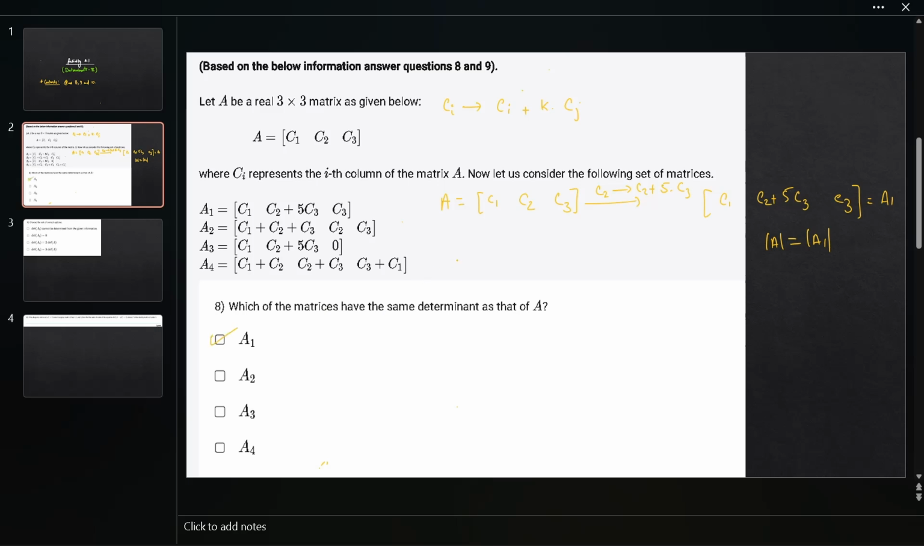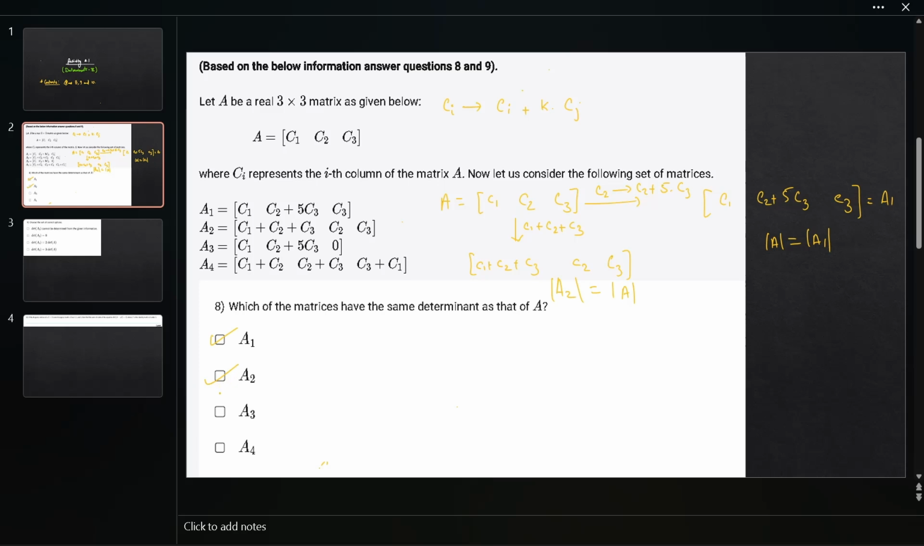Now moving on to option 2. If we apply this operation over here, where in C1 we are adding C2 and C3, we will get C1 plus C2 plus C3, and then C2 and C3 will remain unchanged. So here we obtained A2 by using the same column operation. That means the determinant of A2 is equal to the determinant of A as well. So option number 2 is correct as well.